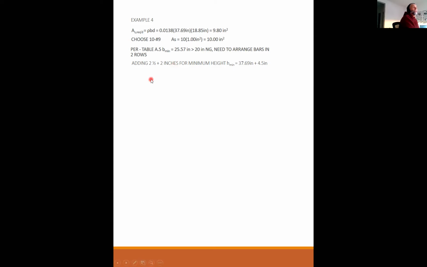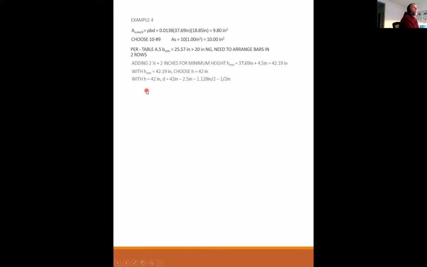So I'm going to add 2.5 plus 2 inches for the minimum height to my H minimum. Now I'm going to go with 4.5 inches, which gives me 42.19. And it's so close again, I'm sticking with my 42.